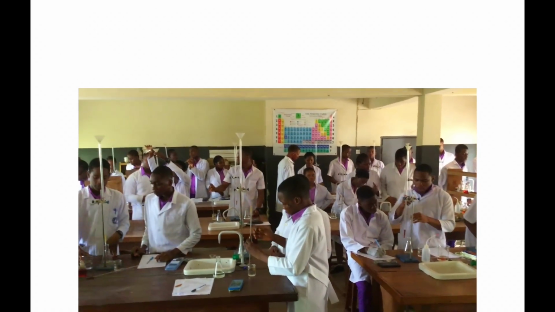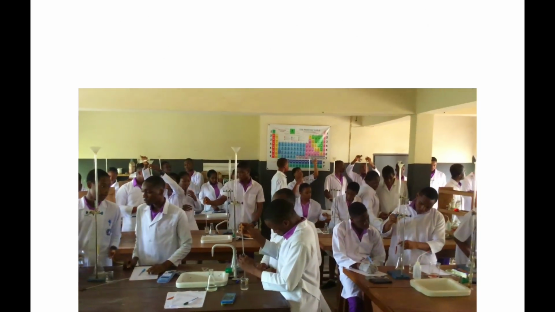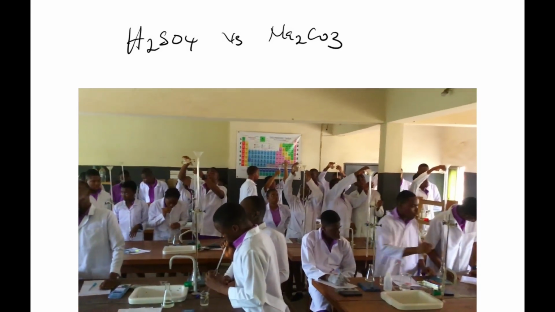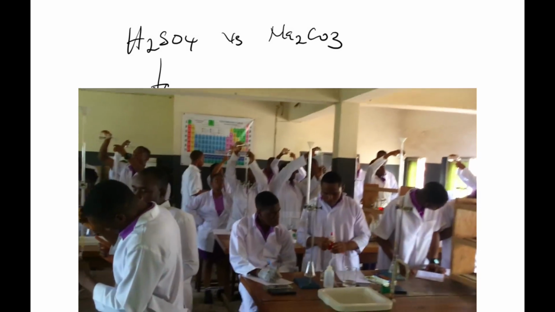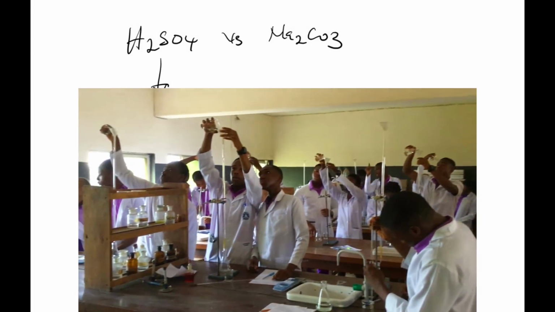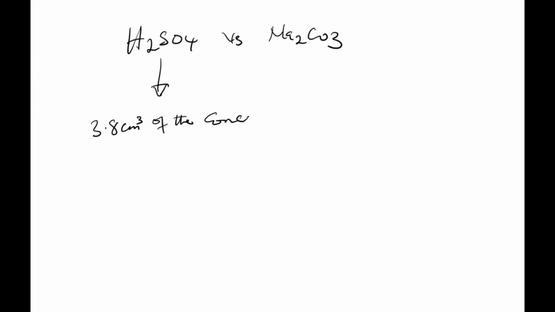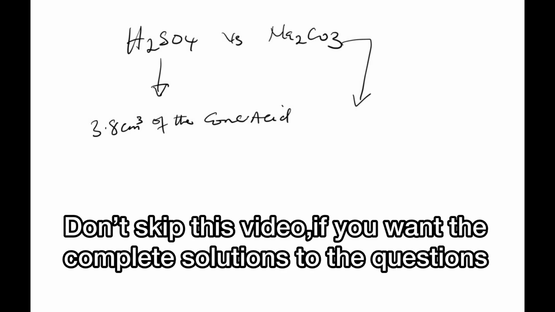Alright, welcome to Sir Majesty's World. So today we'll be taking a look at the titration between H2SO4 versus anhydrous sodium trioxocarbonate IV, and what are the instructions given. This one is meant to be prepared by the teachers, containing 3.8 cm cube of the concentrated acid, while this is meant to contain 6.0 grams per dm cube of solution.